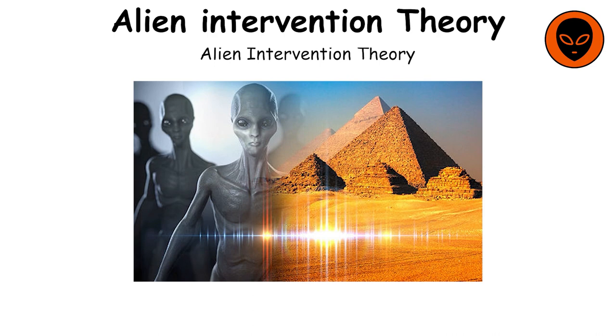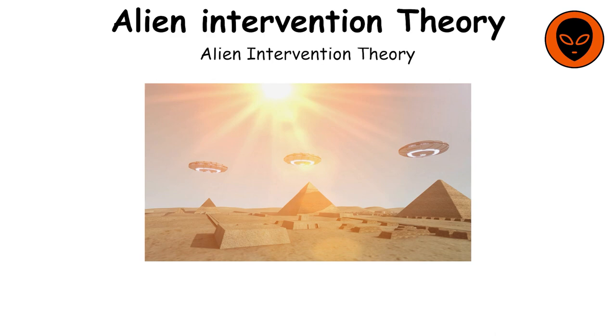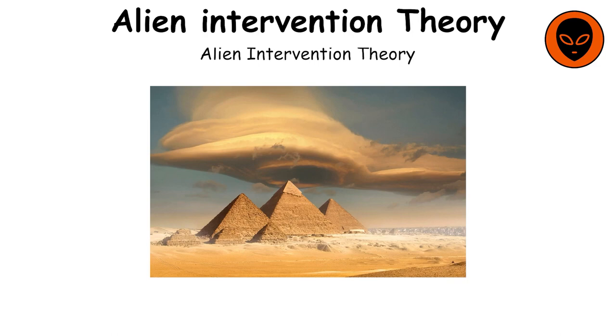Alien intervention theory. The alien intervention theory proposes that advanced beings from outer space assisted in the construction of the pyramids. This theory is popularized by proponents of the ancient astronaut hypothesis, who argue that the precision and scale of the pyramid's construction could not have been achieved by the ancient Egyptians alone, given their known technological capabilities.